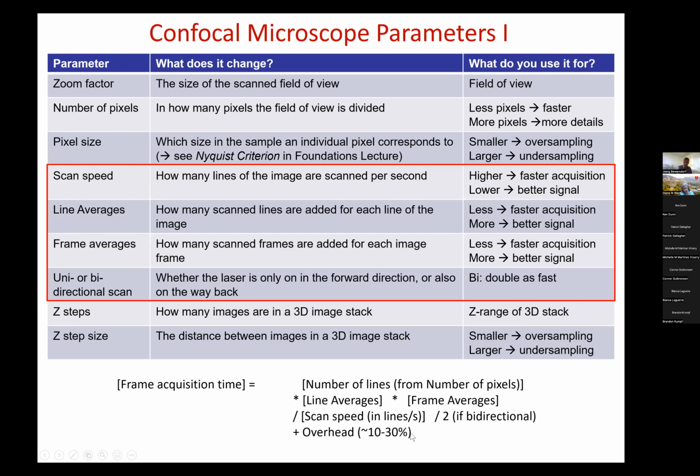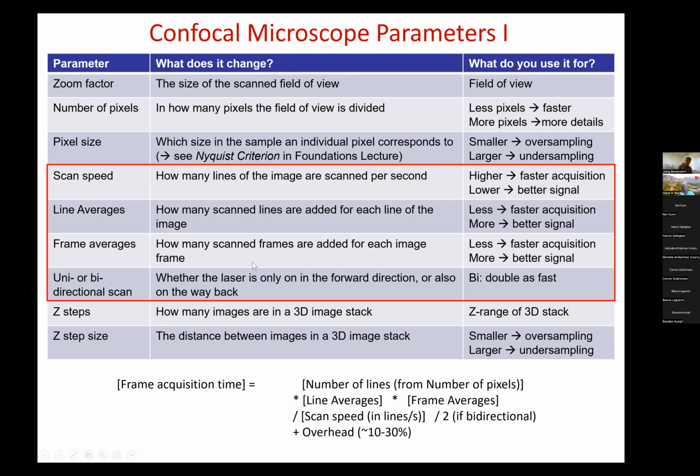And then, if you want to look really carefully, there's a little bit of overhead. It will take a little bit of additional time for the scanner to move back to the start position, for example, and start a new scan, which you technically need to add to this acquisition time as well. But from this, you can estimate how long it will take you to take a single image. And you see that these parameters all linearly go into this frame acquisition time. So by changing them, you'll change your frame acquisition time quite significantly.